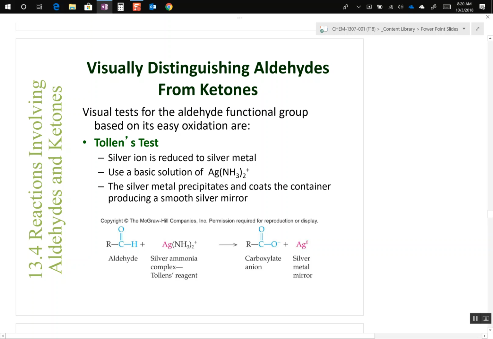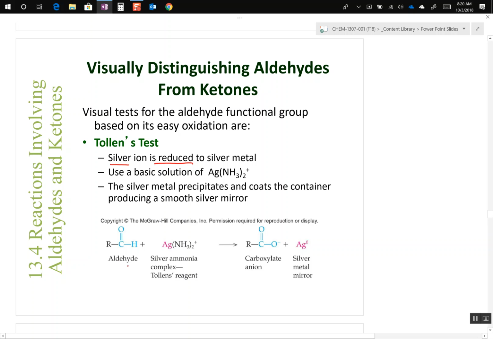The Tollens test will cause the silver ion to reduce. When you reduce a silver ion, meaning it gains electrons, so if it's a silver ion, it's a metal with a vacancy for electrons, or a positive charge, in other words Ag+. If you reduce it, it gains electrons and goes from Ag+ to Ag, solid silver metal. Okay? And then it will precipitate as solid silver.